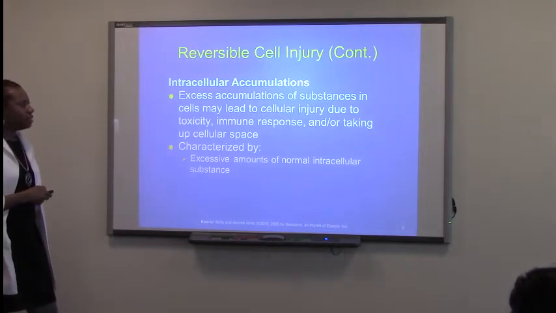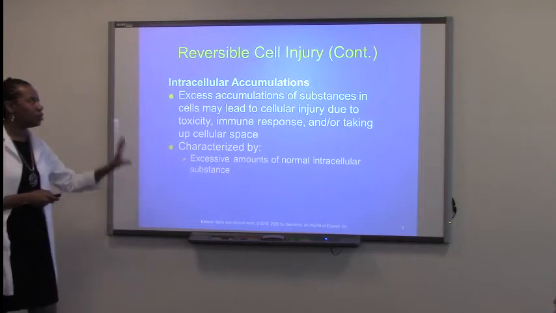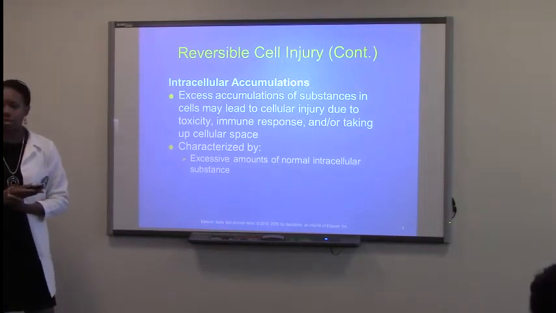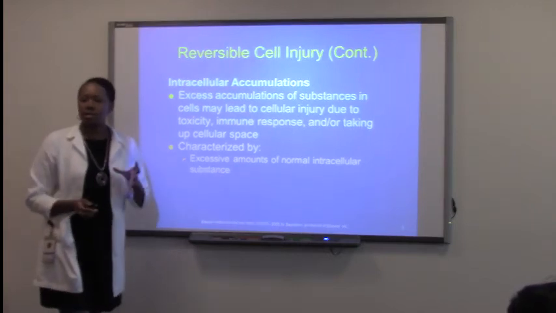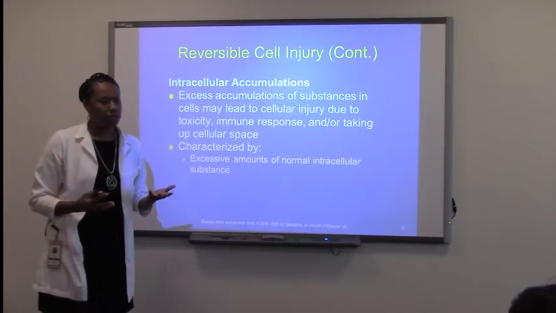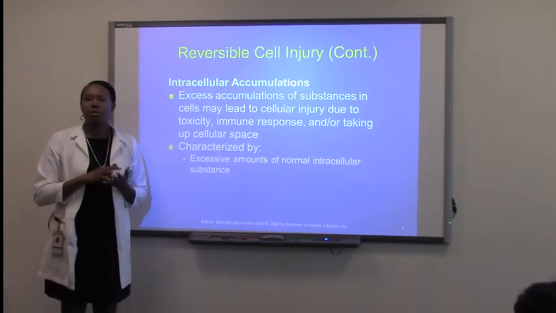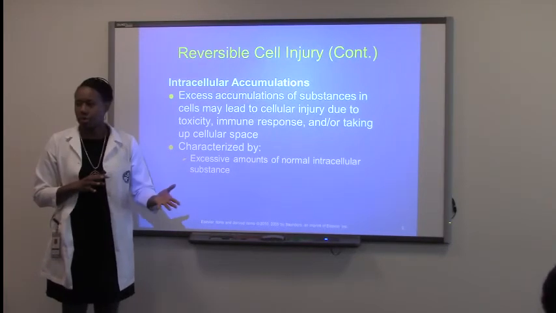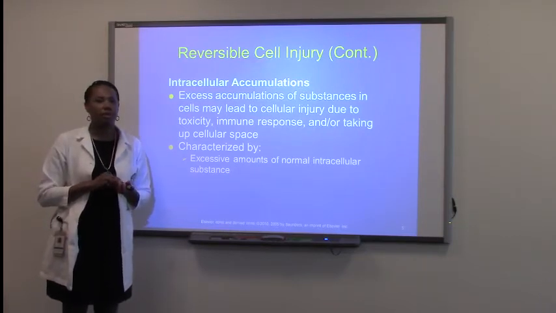Now, another thing here is that in the cells, sometimes we can have what are called intracellular accumulations. So what does that mean? We all know that the cell is like a little organ in itself. It has all the different organelles that have different functions. And we know, say for example, lysosomes. So we know that lysosomes are there for what activity? What is the function of a lysosome?